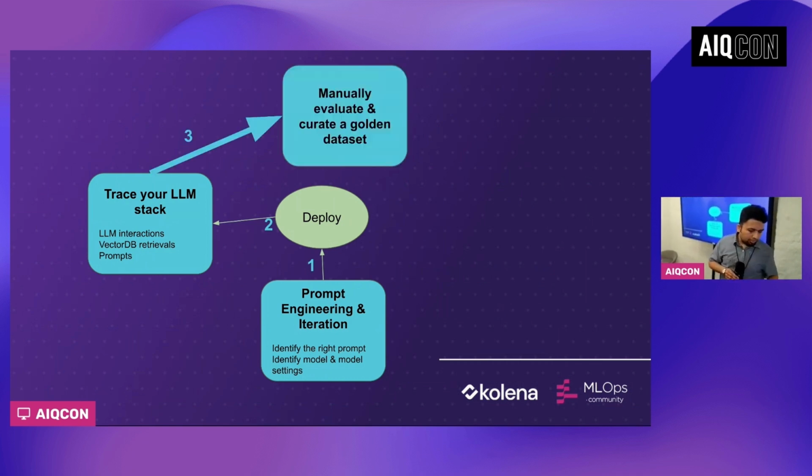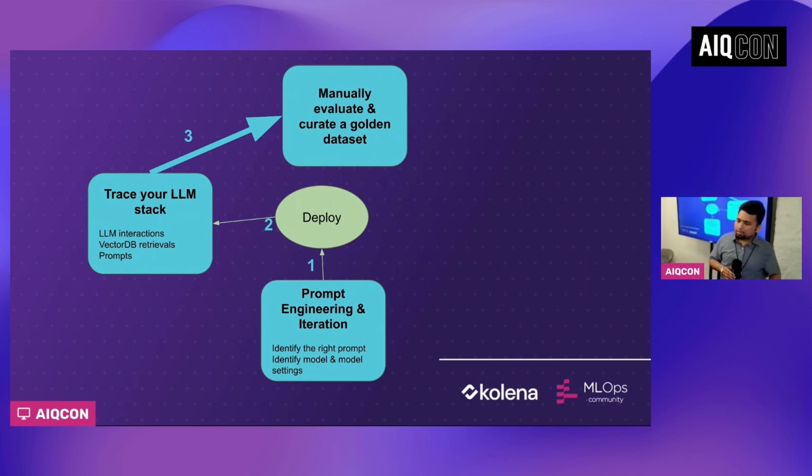Once you start tracing it, the next step is to manually evaluate. This is a step where you need to look at your data. That is table stakes. Of course, it's not a sustainable approach, but initially you need to look at your data deeply to understand your use case. And the nice side effect of this is you can curate a golden data set out of it, which you can use for running regression testing in the future.